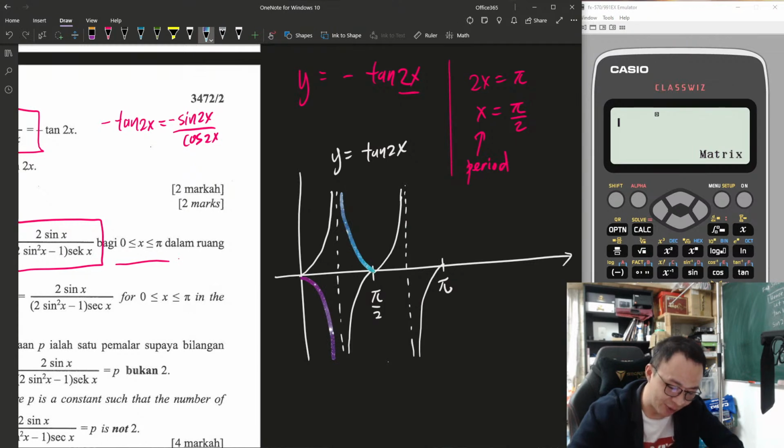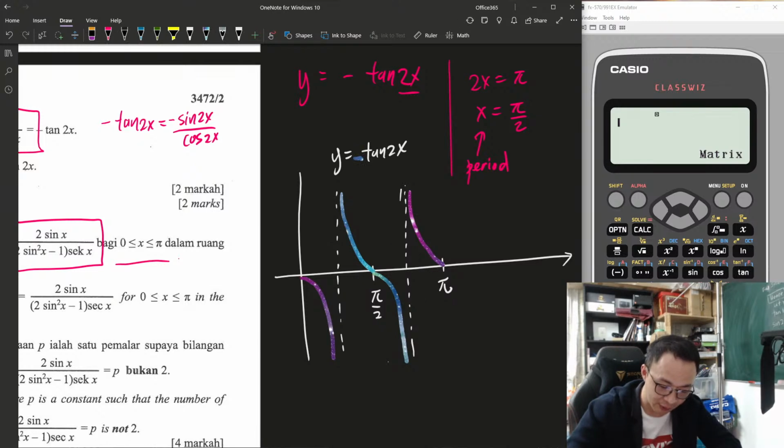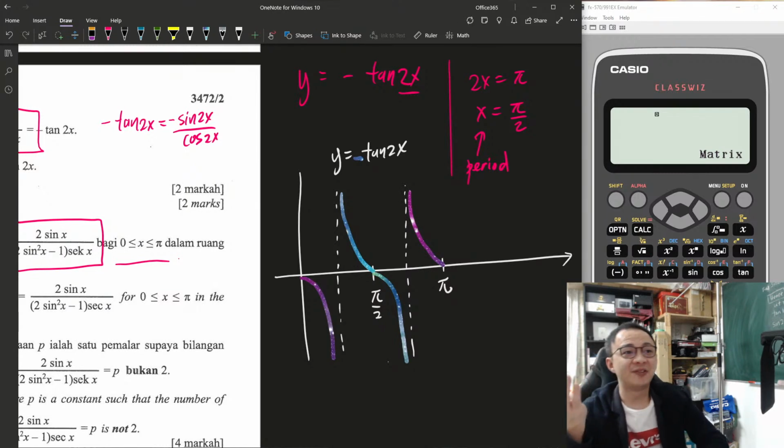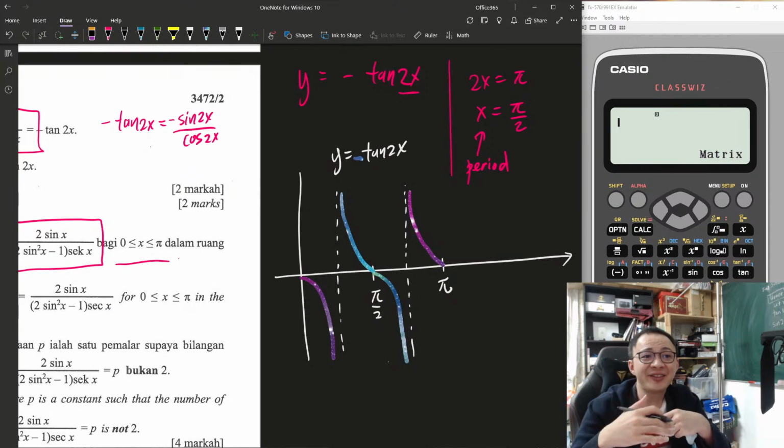So you can see I do a reflection here to get my negative tangent 2x. So if I want to add a negative for it, then the whole white color thing will be gone. So this one will be the negative tangent 2x. So negative basically means we'll flip over. Whatever graph at the positive one will go to negative, and the negative one will go back to the positive. Okay, you should get the idea.